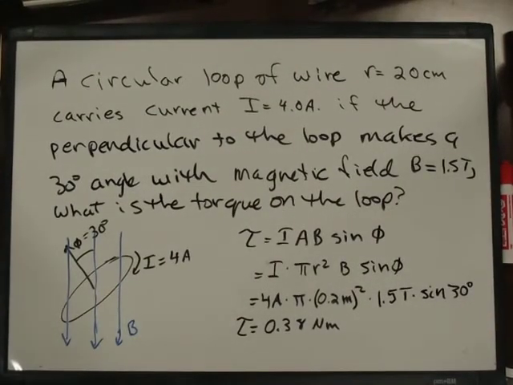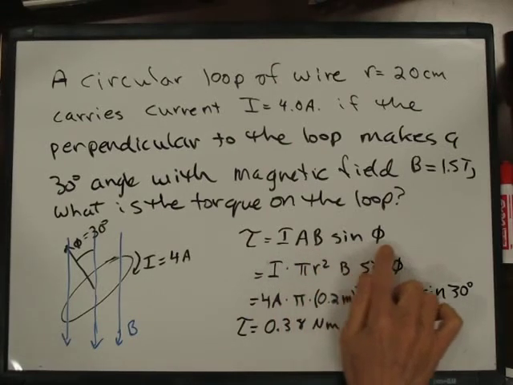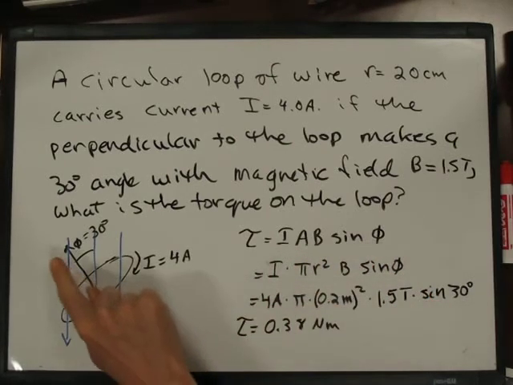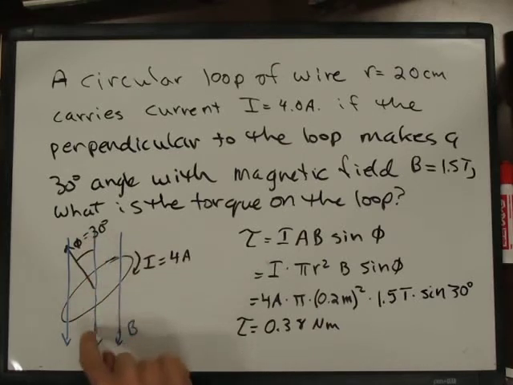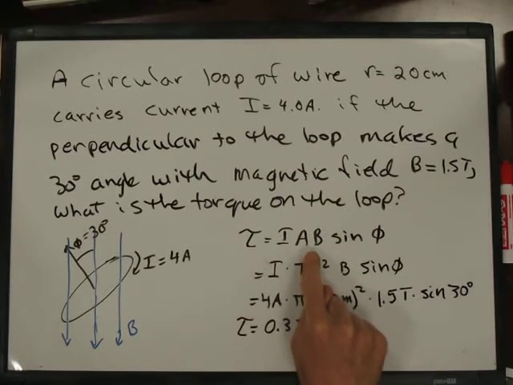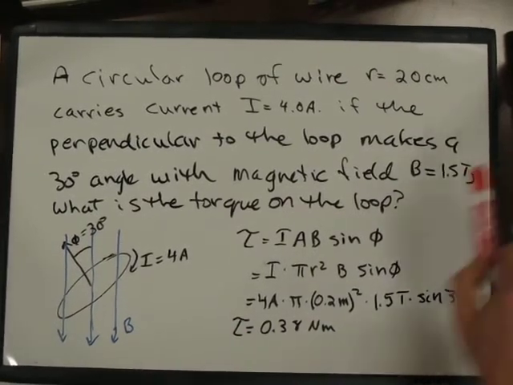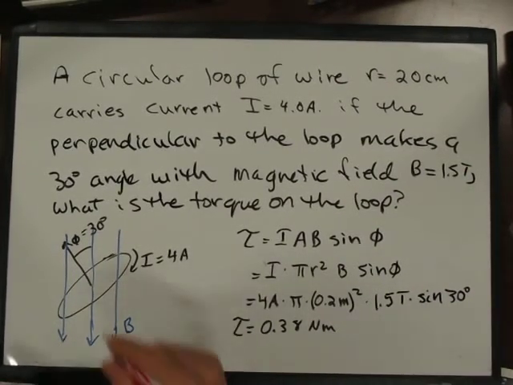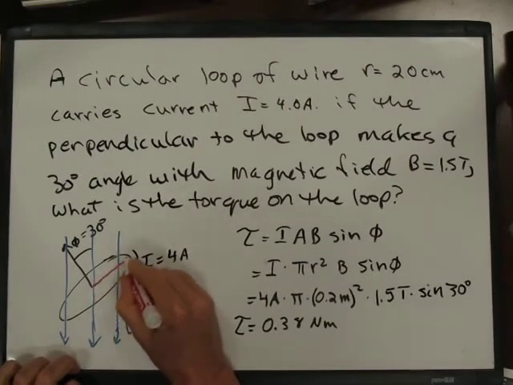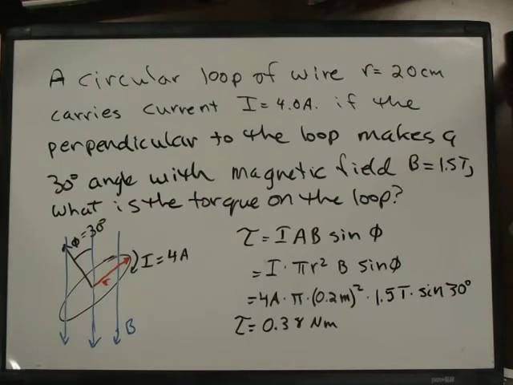So now that we have the formula that the torque is the current times the area times the magnetic field times the sine of the angle between the perpendicular to the loop and the magnetic field, we can use any shape rather than just a rectangle. And so in this problem, a circular loop of wire of radius 0.2 meters. So this is the loop here, right? And that's the radius R, kind of looking at it at an angle, carries current 4 amps.